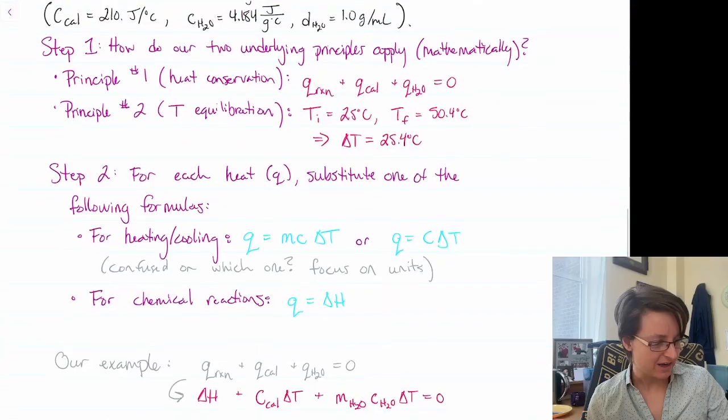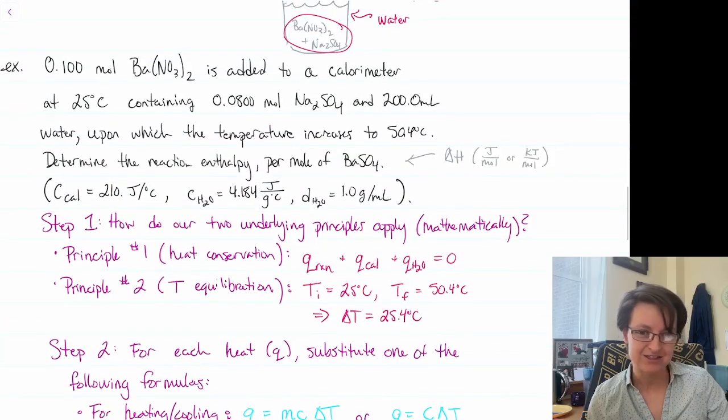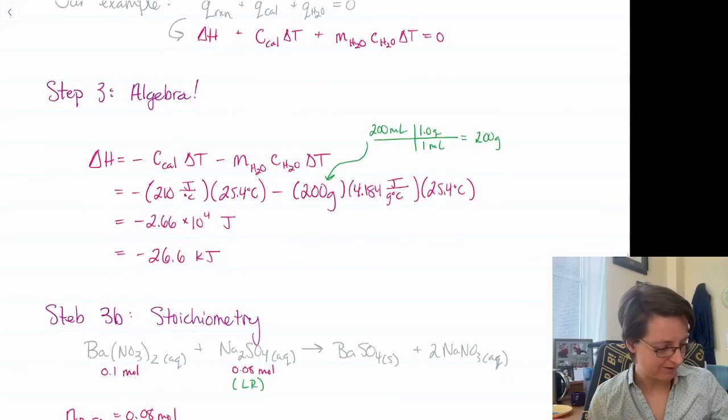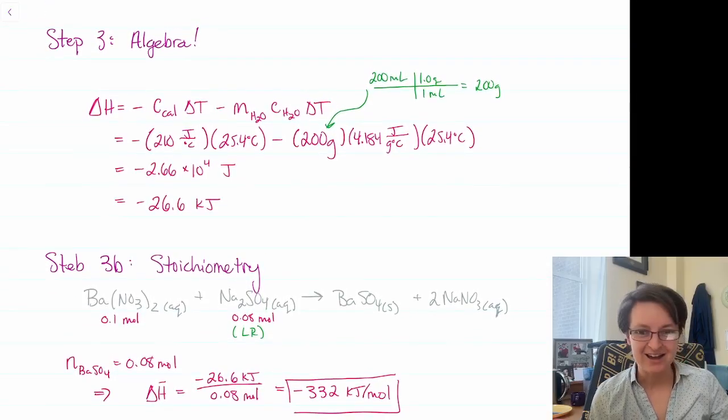The only hiccup is that it asked us to report our answer in joules per mole. And right now I've got joules. So oftentimes in these calorimetry problems, there's going to be kind of a part B to the problem where, once you've solved for the heat, you might have to deal with the underlying stoichiometry problem.